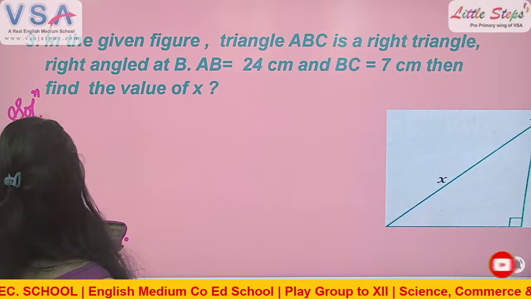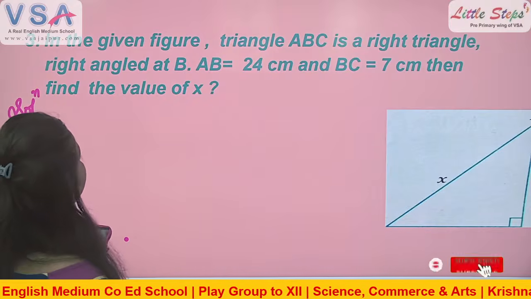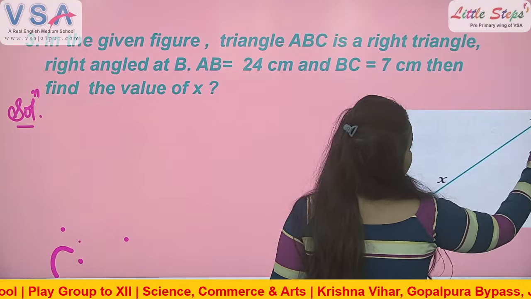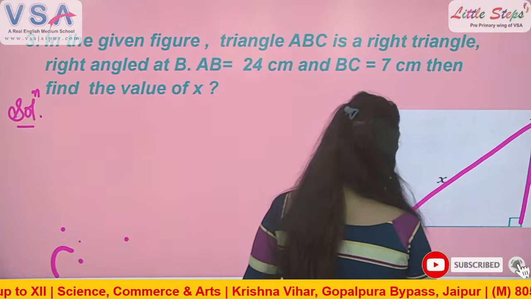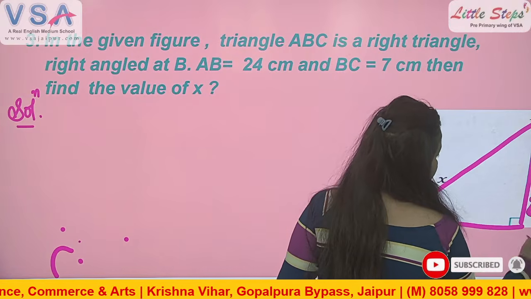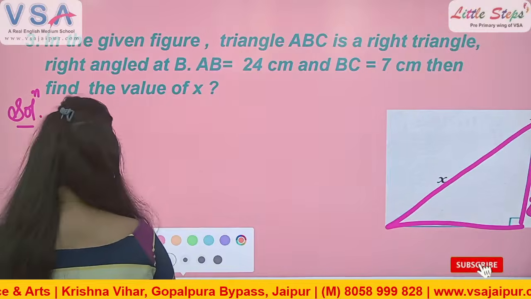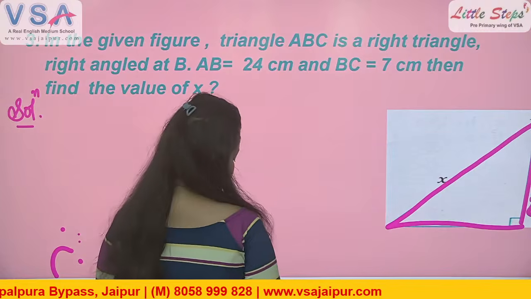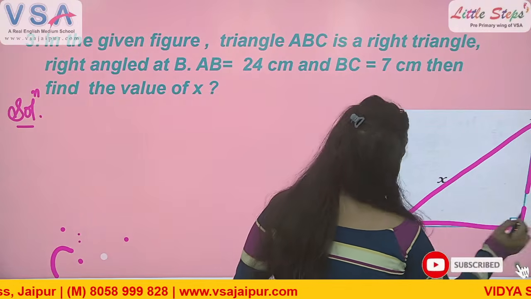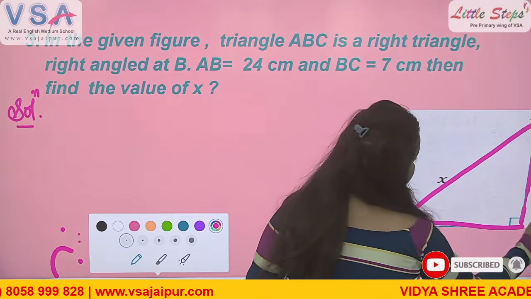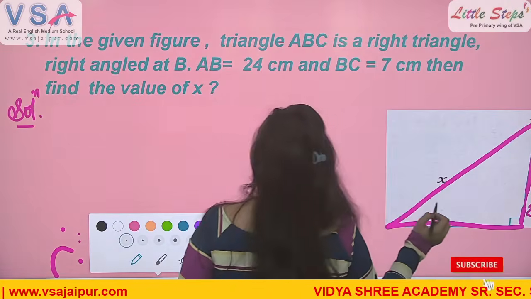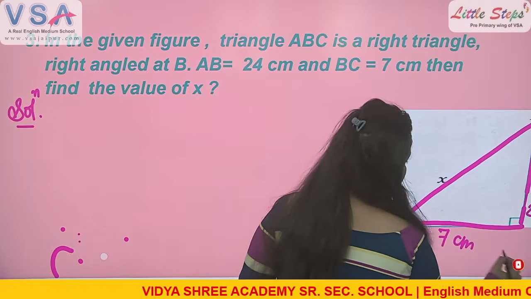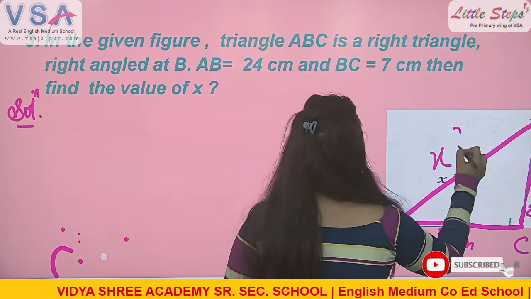In the given figure, triangle ABC is a right triangle at B. AB equals 24 centimeters. And we have base BC equal to 7 centimeters. This is triangle ABC. We need to find out x.